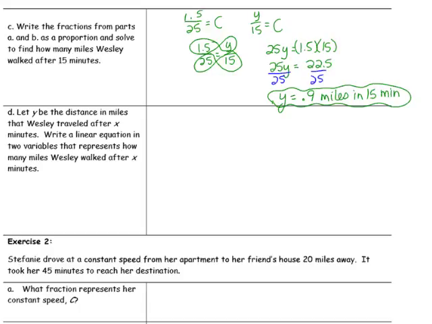Part D. Let y be the distance in miles that Wesley traveled after x minutes. Write a linear equation in two variables that represents how many miles Wesley walked after x minutes. We'll start with our proportion.